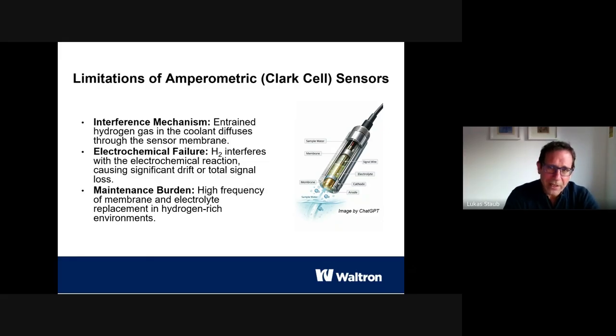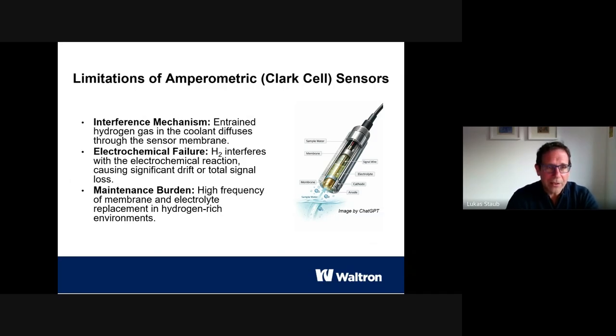In this particular cycle, if you try to measure oxygen with a well-known Clark sensor, an amperometric oxygen sensor that has been proven to work well in many power plant applications, especially for very low detection limits, you will see that most of these sensors are prone to interference with the hydrogen. This interference will lead to a false reading, so to speak, causing a significant drift, or can actually also mean a total signal loss.